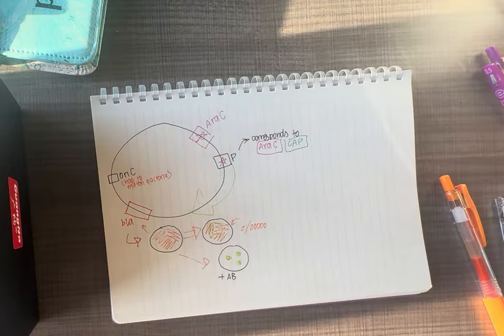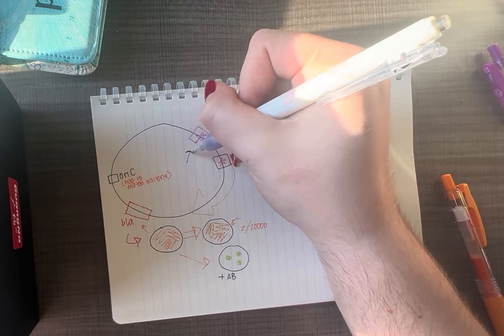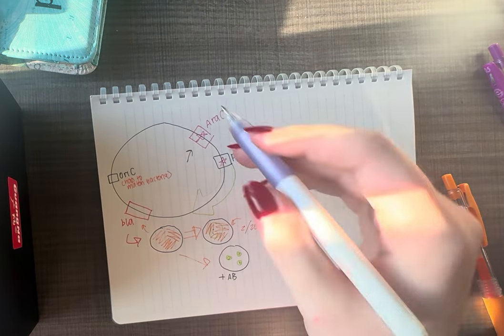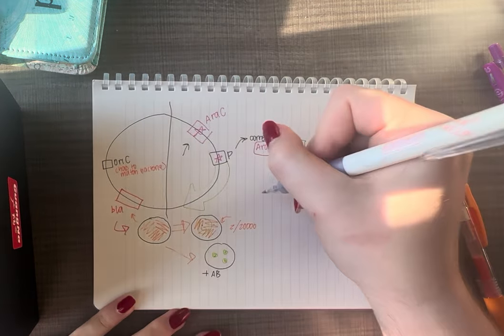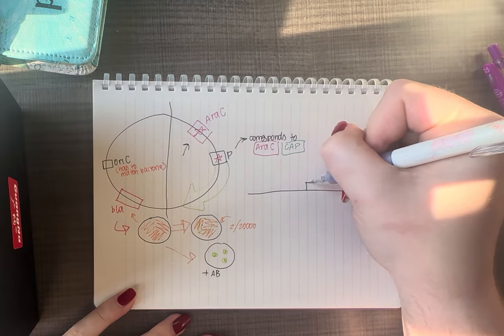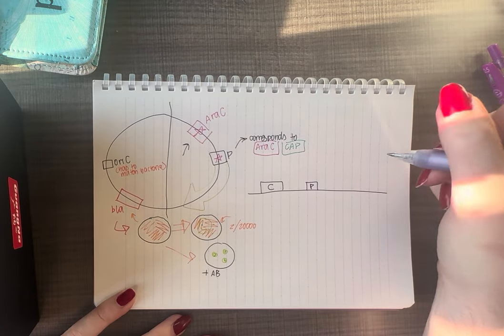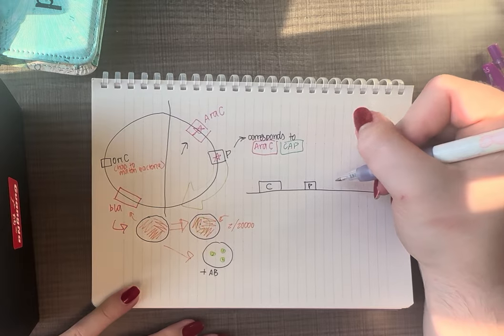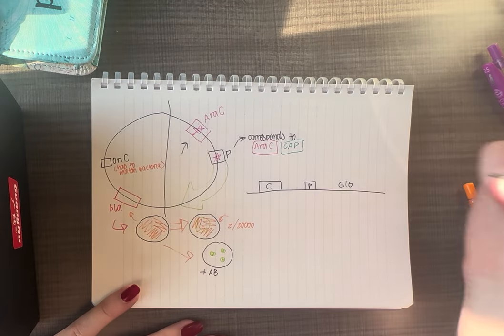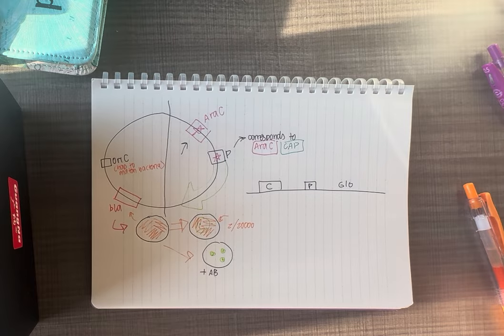So yeah, now I'm gonna talk about this. I want you guys to think about this part of the plasmid as just that drawing that I had before. You have your promoter, your araC, and then instead of having B, A, and D, you just have the GFP, but I'm calling it glow.